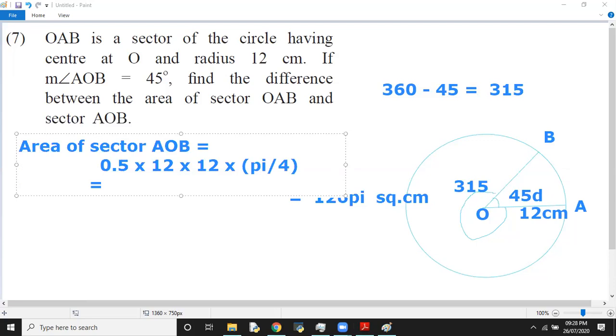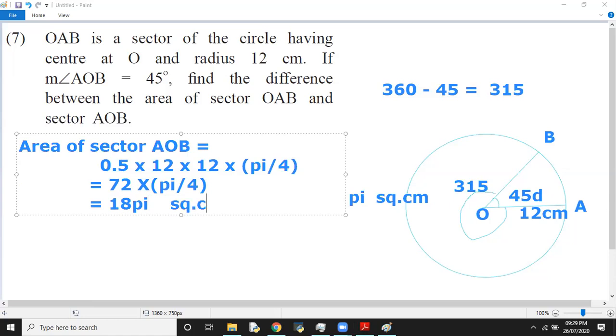Equal 0.5 into 12. 6 into 12 means 72. I can directly write here. Divided by pi divided by 4. Pi divided by here 4. Then okay, divide 72 divided by 4. 4 1 is 4. 4 2 is 8 means 4 1 is 4. Remaining is 3. 3 8 means 8. Okay, 8. It is pi. You will get the pi. Okay, 18 pi. Okay, 18 pi square centimeter.